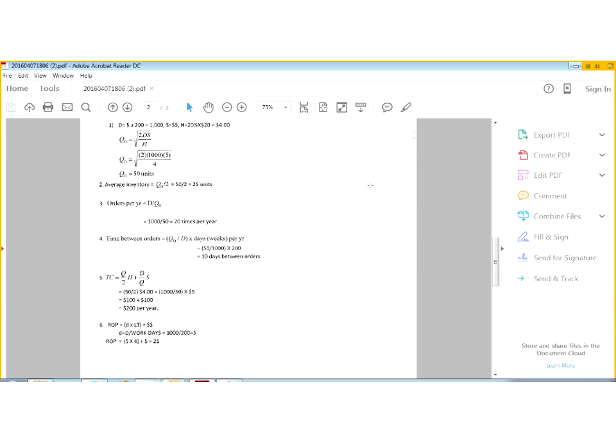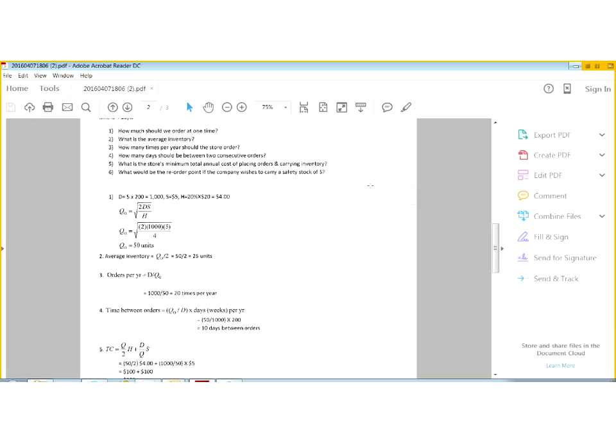Now just remember that at the economic order quantity, the annual holding cost and the annual ordering cost should be the same. Now let's go to question number 6. Question number 6 asks, what is the reorder point if the company wishes to carry a safety stock? The company wishes to carry a safety stock of 5.